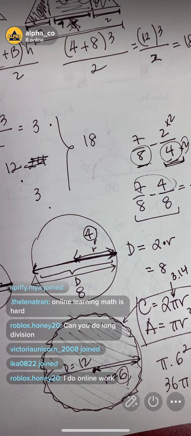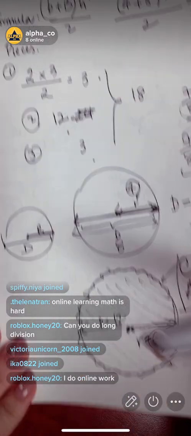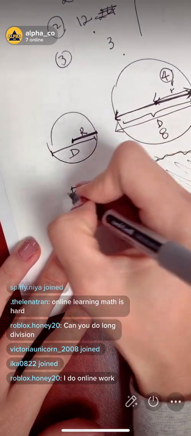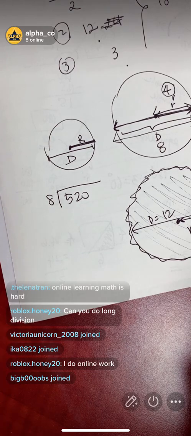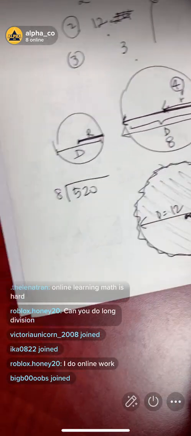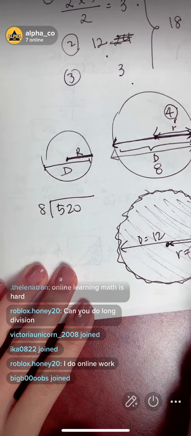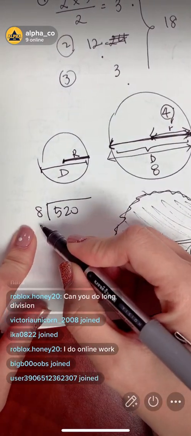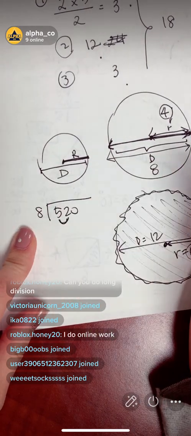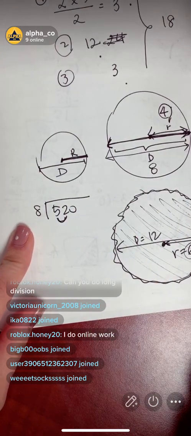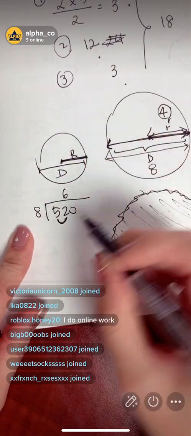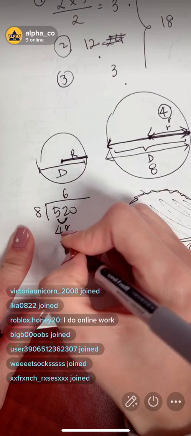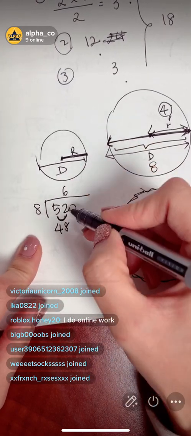Long division. Okay, so long division. I'm going to do one long division right now. Okay, let's try this. First thing you have to know is 5 is too small for 8. So I'm going to go with the 52. 52 divided by 8 will be 6, because 6 times 8 is 48, and that's the greatest number I can find that is close to 52.